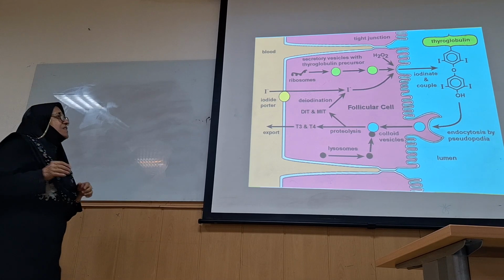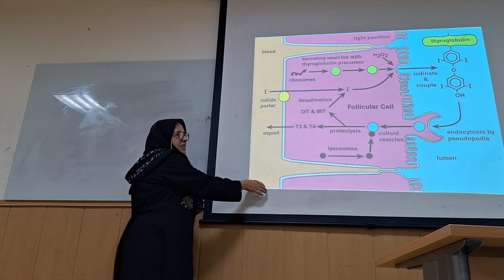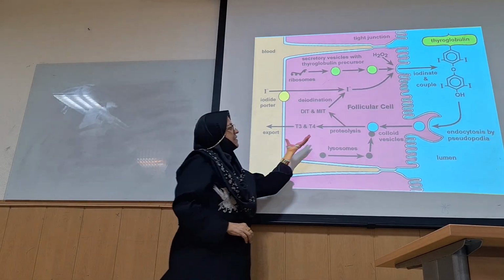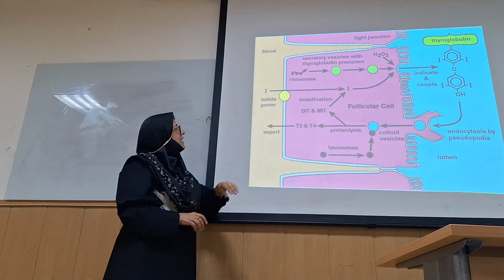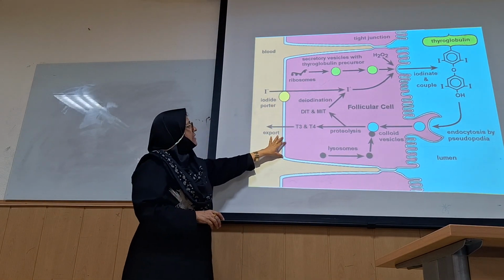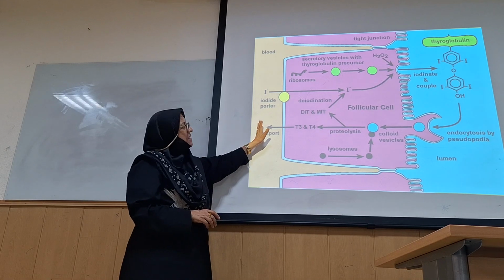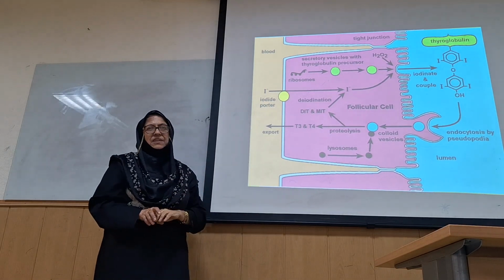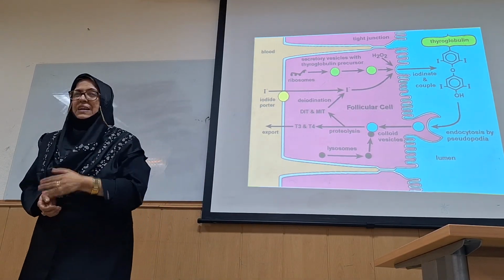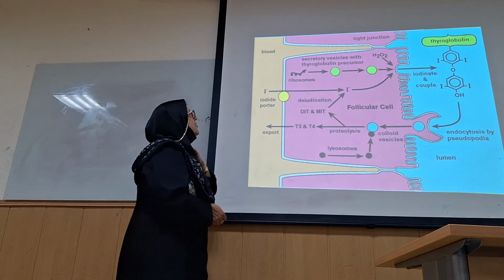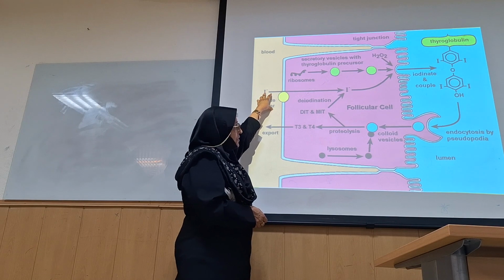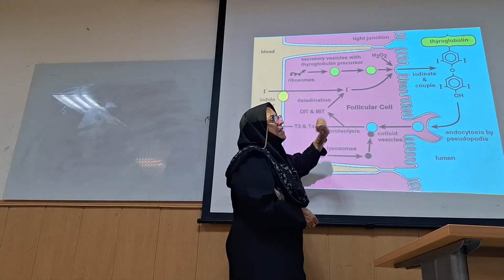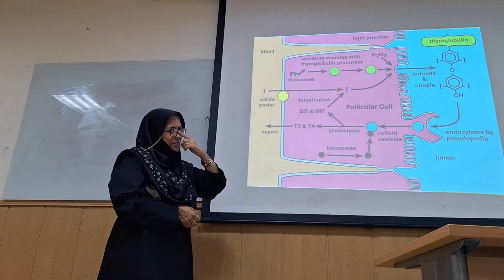This slide shows this area is blood. Okay? This is one follicular cell. In the cell membrane near the blood, there is iodide porter or iodide transfer. This iodide porter bring negative ion into the cell. Okay?